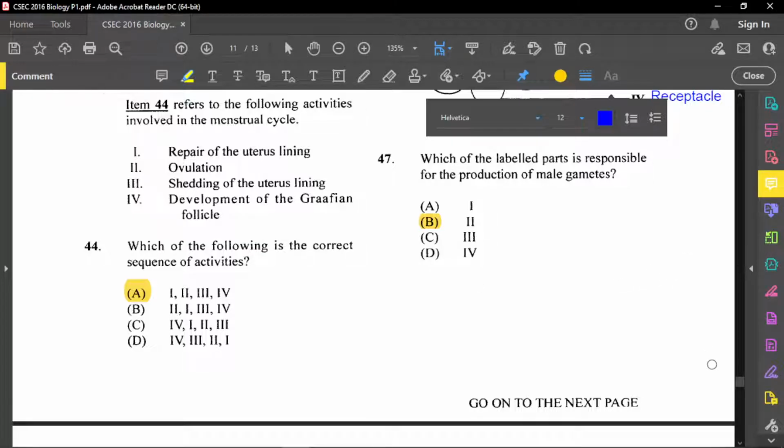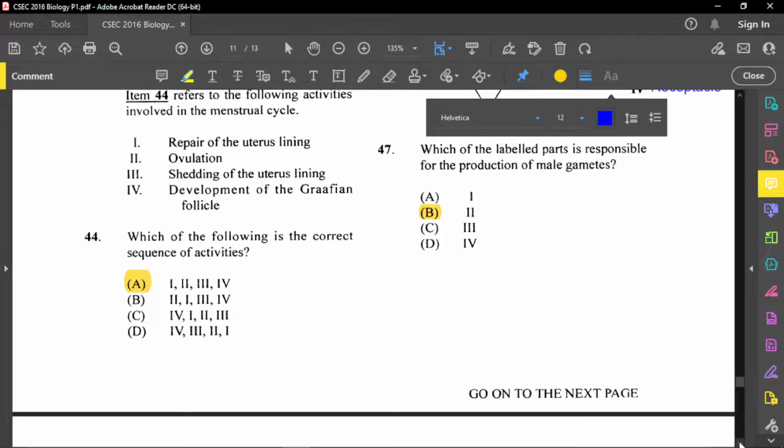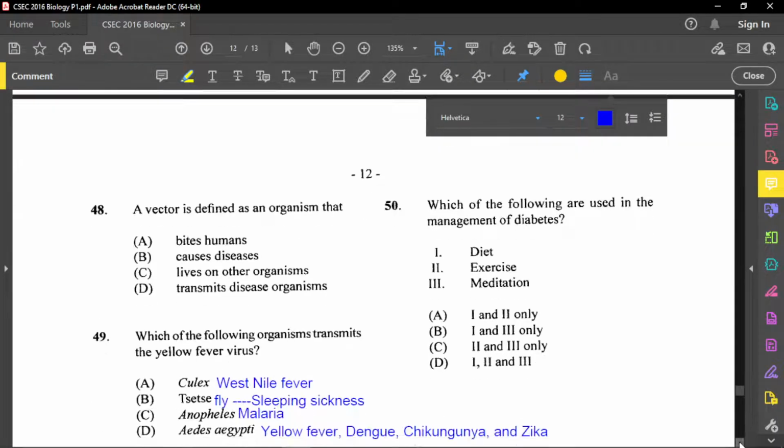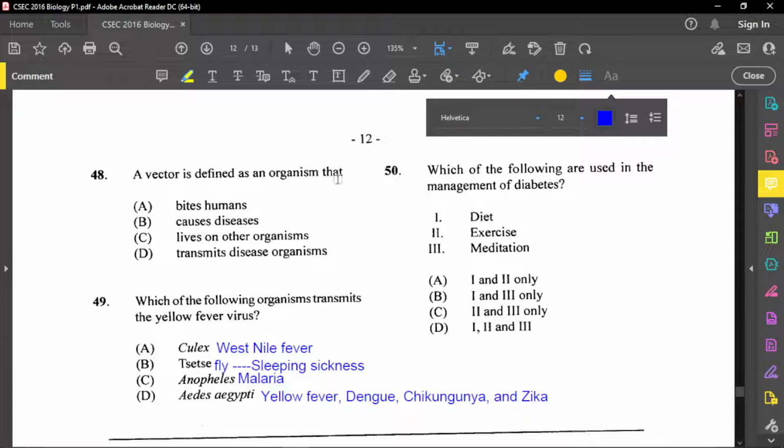All right, where are we at? I think we should be almost at 50 now. No, 48. All right, a vector is defined as an organism that does what? A, a vector bites humans. Well, a dog can bite us too, so it's not necessarily true.